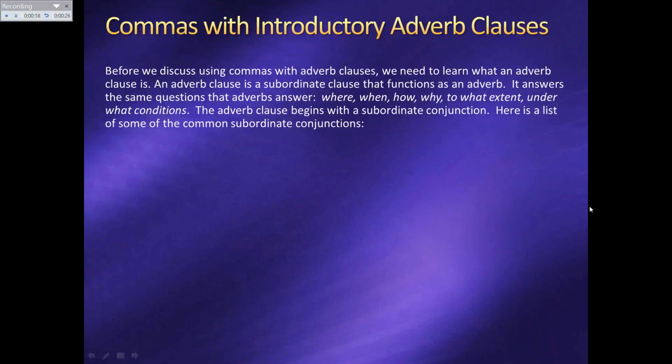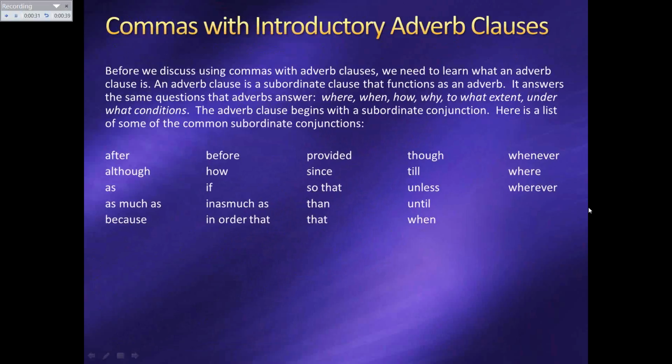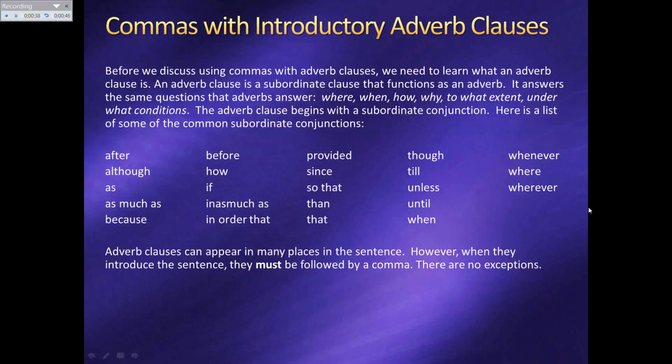It answers the same questions that adverbs answer: where, when, how, why, to what extent, and under what conditions. And the adverb clause will begin with a subordinate conjunction. And I've listed for you some of those conjunctions. This is not a complete list, but it is some of the more common ones. And these adverb clauses can appear in many places in a sentence. However, when they begin a sentence, they have to be followed by a comma, and there are absolutely no exceptions.